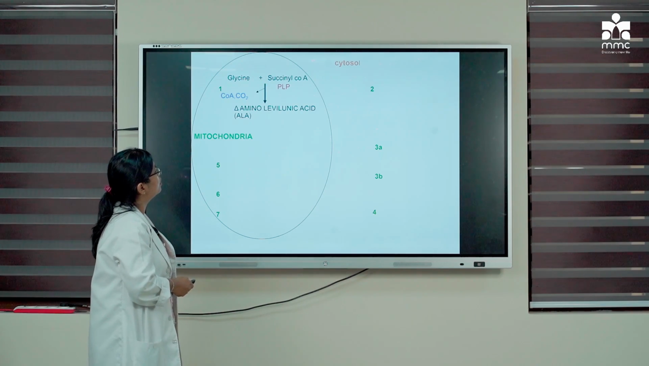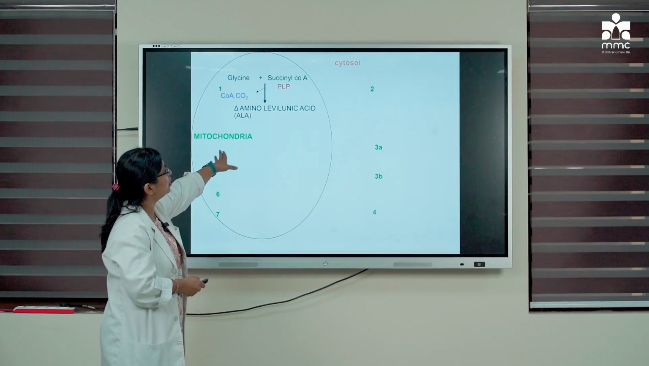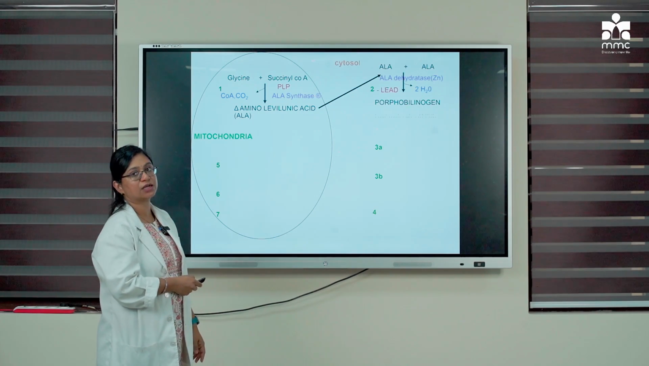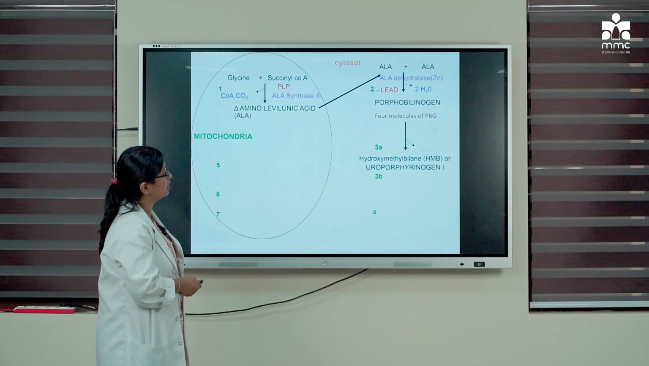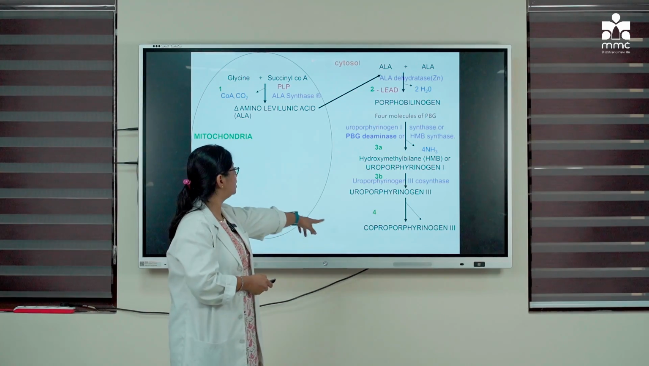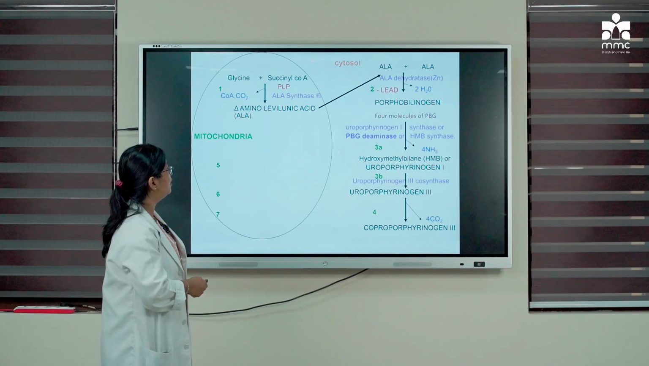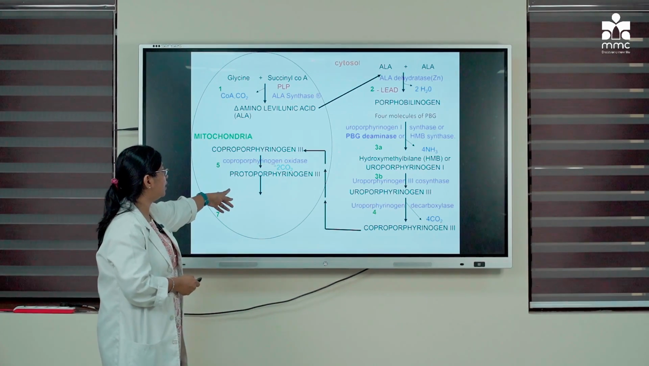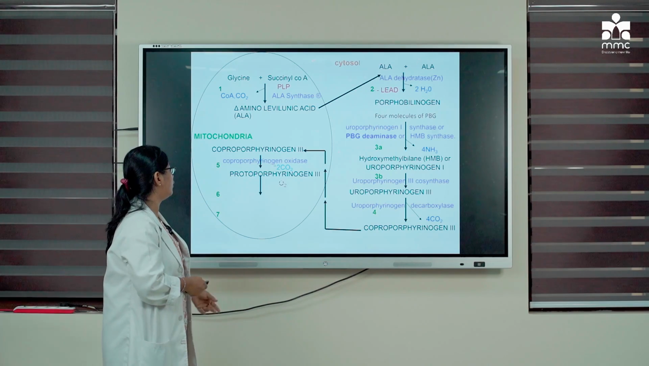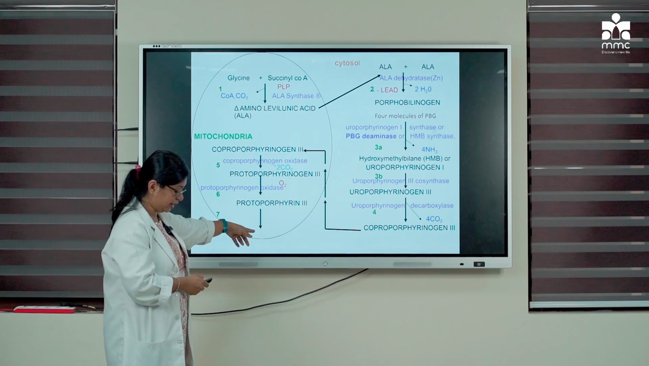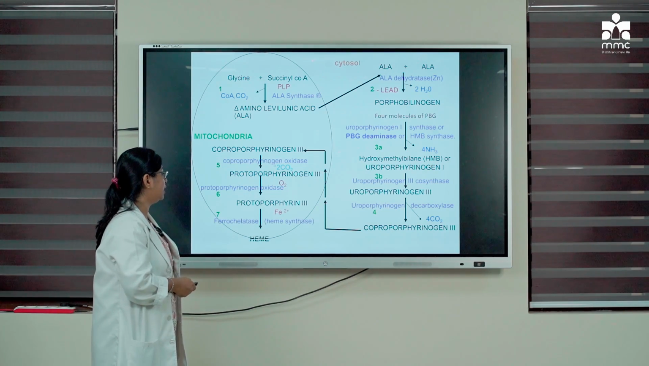So this is how it's taking place in the mitochondria. After the first step, it goes out of the mitochondria. Rest of the steps are taking place in the cytosol. After the formation of coproporphyrinogen, it goes back into the mitochondria, and then it continues. It forms protoporphyrinogen 3. Then it goes on to form protoporphyrin, and in the final step, it joins with iron to form the final product, that is heme.